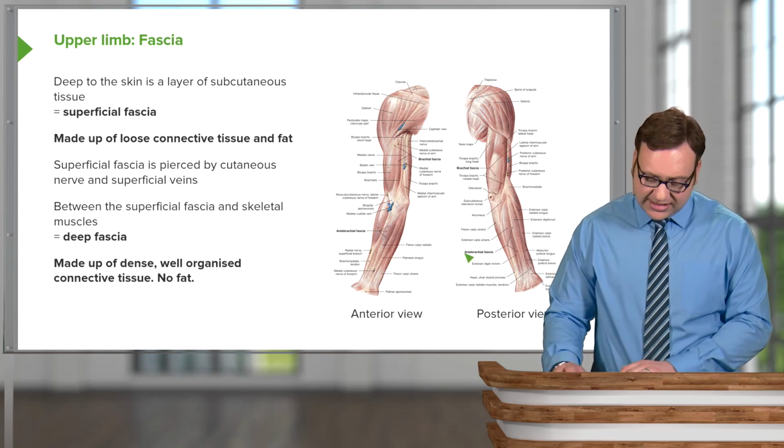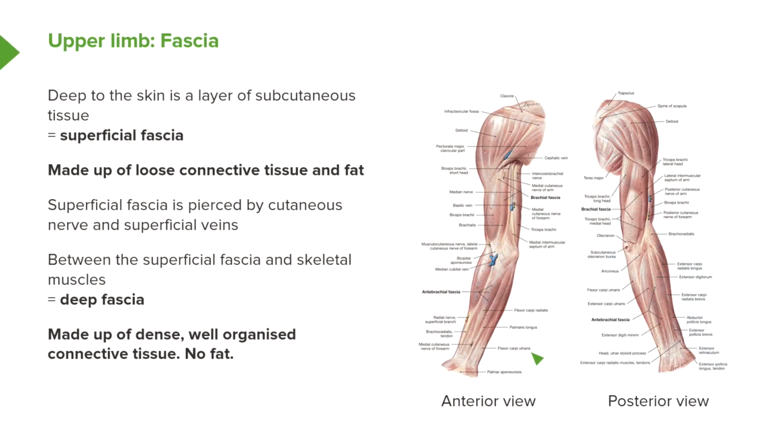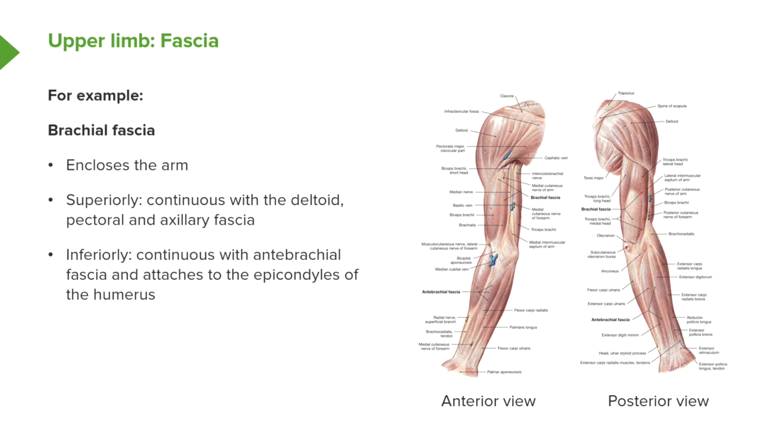And the deep fascia we can see on both this anterior and this posterior view is this white glistening layer, this white glistening membrane, and we can see that it's covering all of the muscles we can see in the upper limb. It's made up of dense, well-organized connective tissue, and there's no fat. So this is just a membranous layer that surrounds the muscles. We're going to look at an example of the fascia, bearing in mind we have the deep fascia lying over all of the musculature of the upper limb.